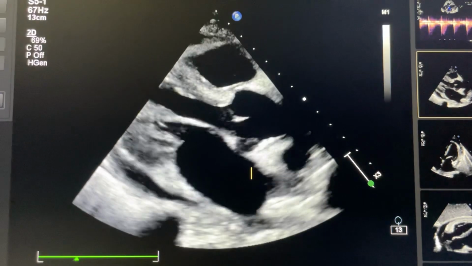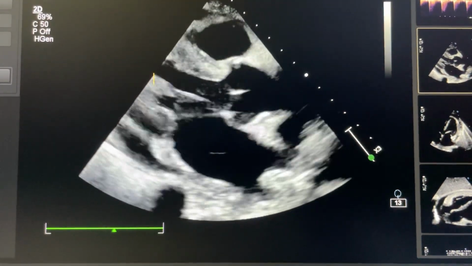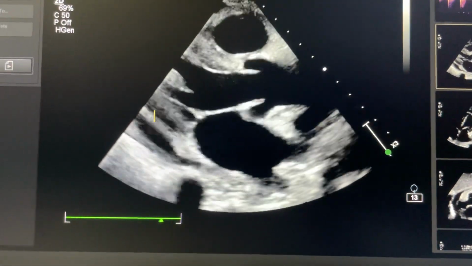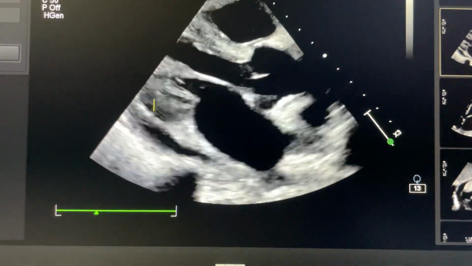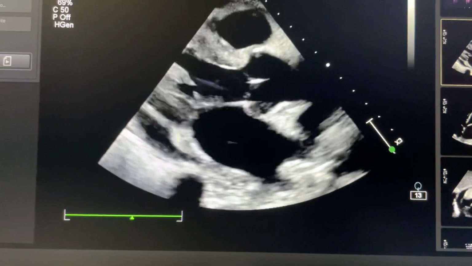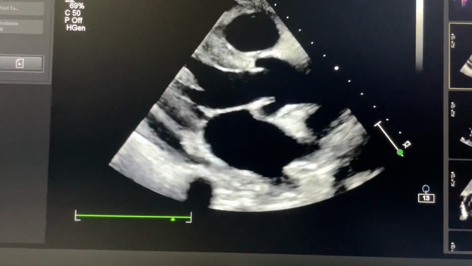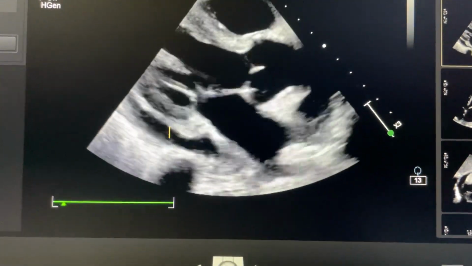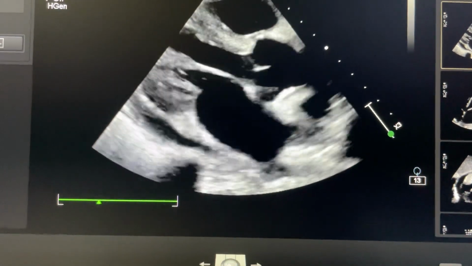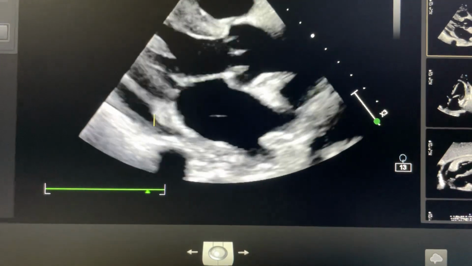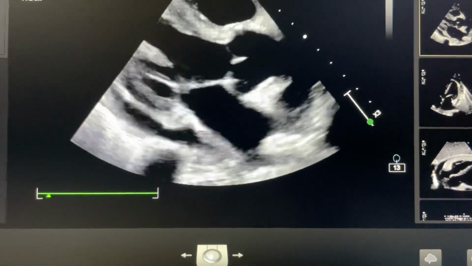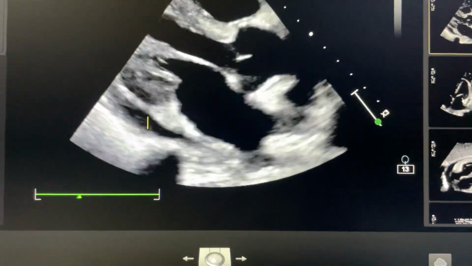This is parasternal long axis view, and this is left atrium, left ventricle, the aorta. This is posterior wall of left ventricle. This is interventricular septum. Posterior to posterior wall is the point where we measure the extent of effusion. If effusion is more than 20 millimeter, that is severe. If between 10 and 20, that is moderate. If less than 10 millimeter, that is mild.